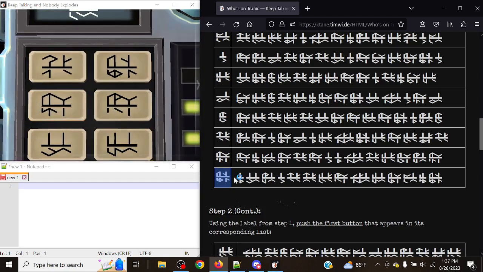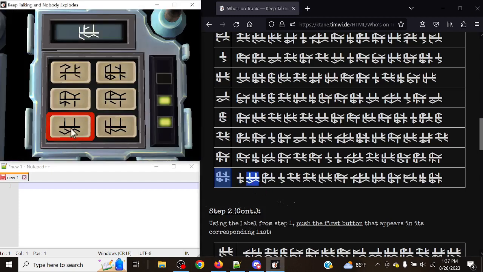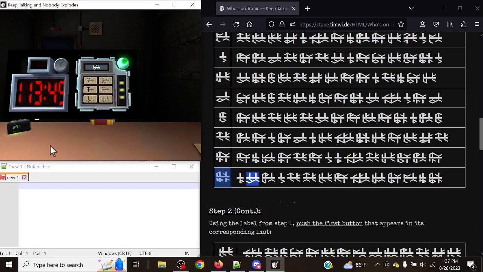So let's take a look. Now we don't have view. We do have view. Lovely. Second one. Nice. That's the bottom left right here. And just like that is a solved module.